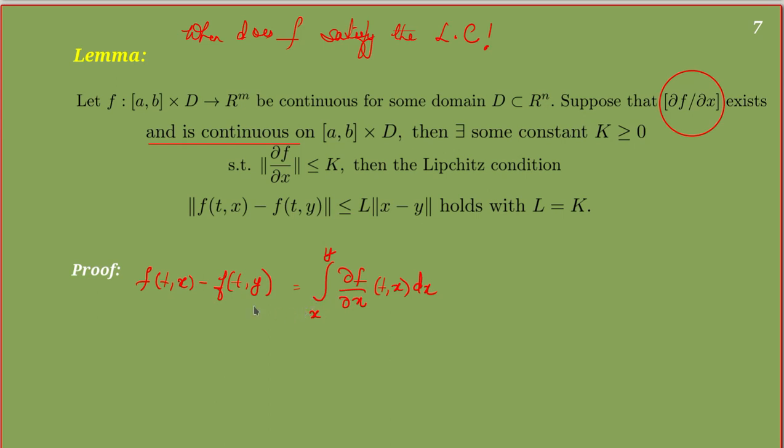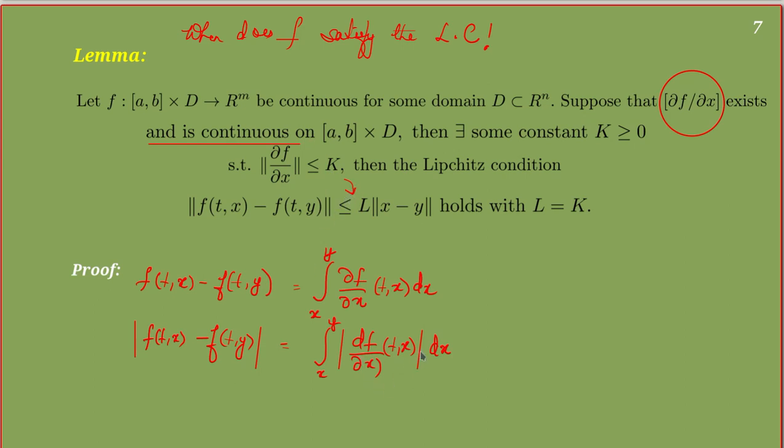Now I will try to take the norm of this. So I will write f(t, x) minus f(t, y) is equal to the integral from x to y of the magnitude of ∂f/∂x (t, x) dx. If this is less than k, then this is satisfied. That is what is said by this lemma.